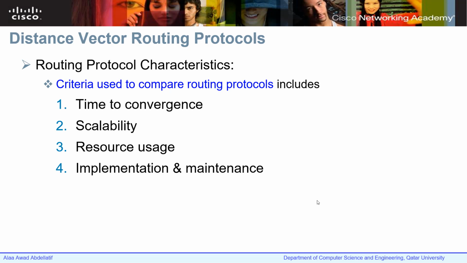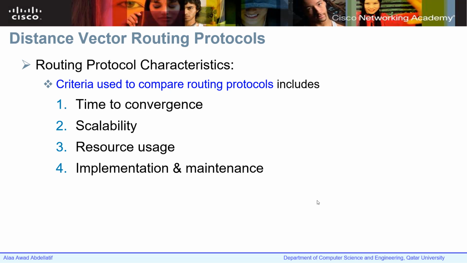And the last thing is the implementation and maintenance. Is it complex to implement, or is it simple? And if there is some error, is it easy to maintain or enhance this algorithm, or is it difficult to reinstall or maintain this protocol? These are the main four characteristics that we can use to compare different routing protocols.